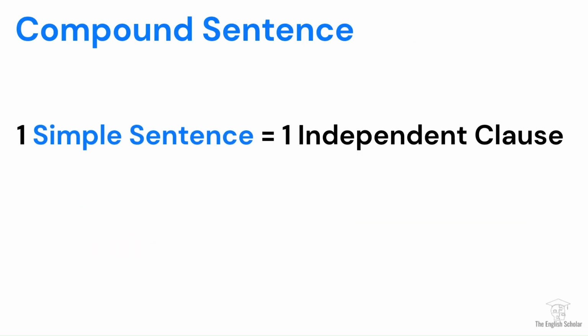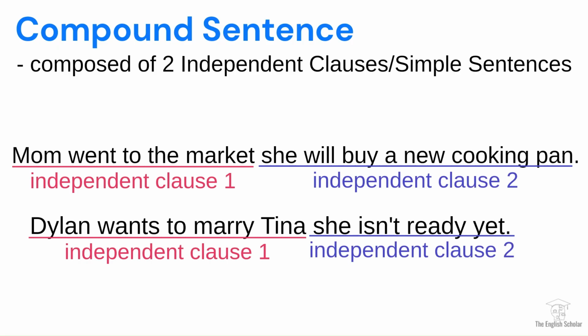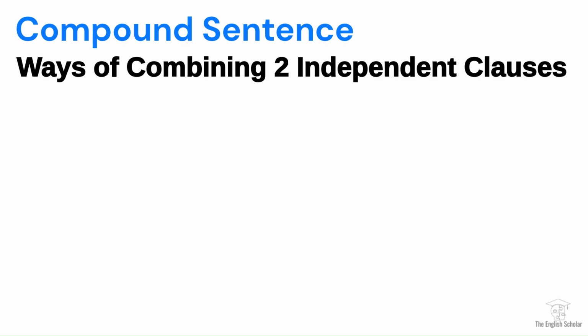While a simple sentence consists of one independent clause, a compound sentence consists of two. Since a compound sentence has two independent clauses, or simply two simple sentences, it will be exhausting to just directly put them together like this. So let's avoid these awkward sentences by observing these three ways of forming a compound sentence.